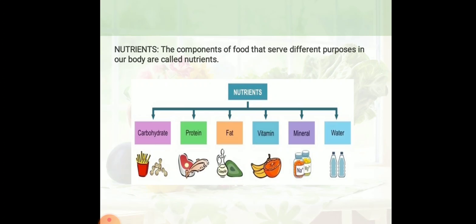Now here in the slide you can see that the nutrients are being classified into types like carbohydrates, proteins, fats, vitamins, minerals and water. All these are known as components of food. Nutrients are classified mainly into 5 major categories: carbohydrates, fats, proteins, minerals and vitamins. Along with these nutrients, our body also needs roughage in the form of fibrous food, and water. So all these things we are going to discuss in this particular chapter.